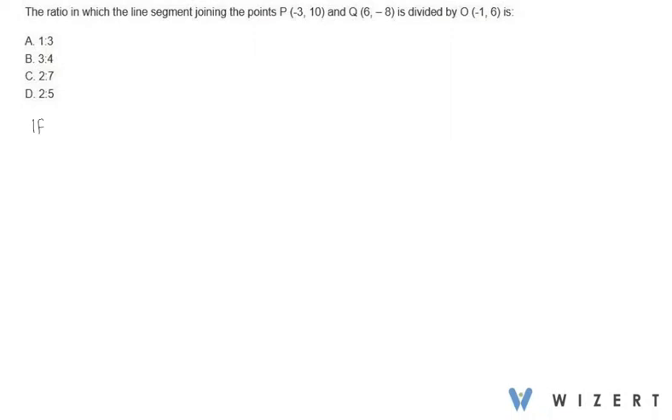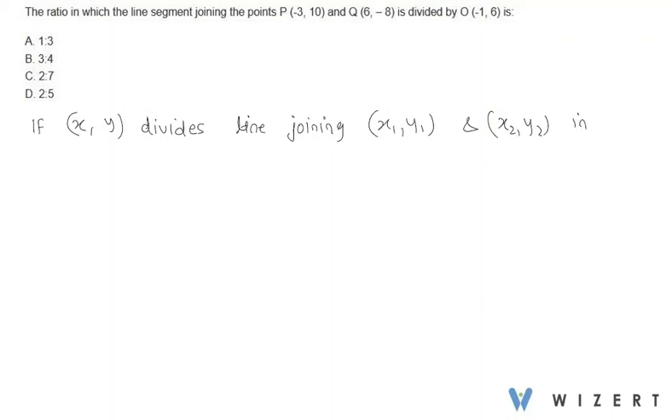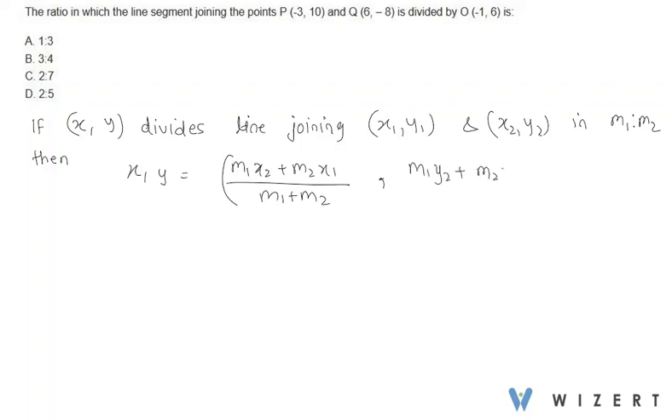If a point (x, y) divides the line joining (x1, y1) and (x2, y2) in m1 is to m2 ratio, then (x, y) is given as (m1 x2 plus m2 x1) divided by (m1 plus m2), comma, (m1 y2 plus m2 y1) upon (m1 plus m2).